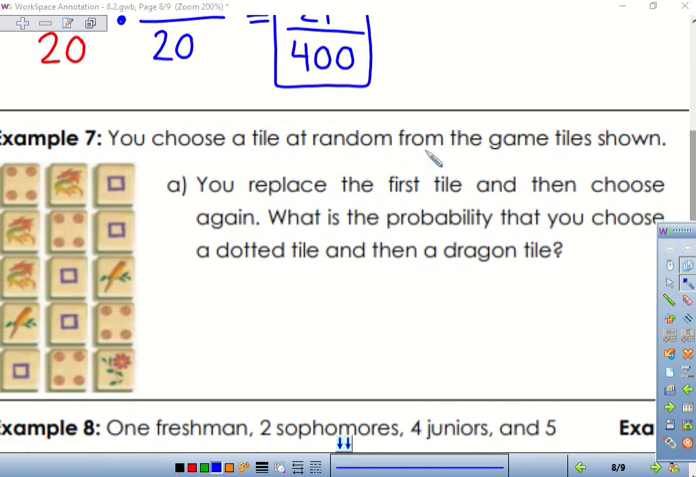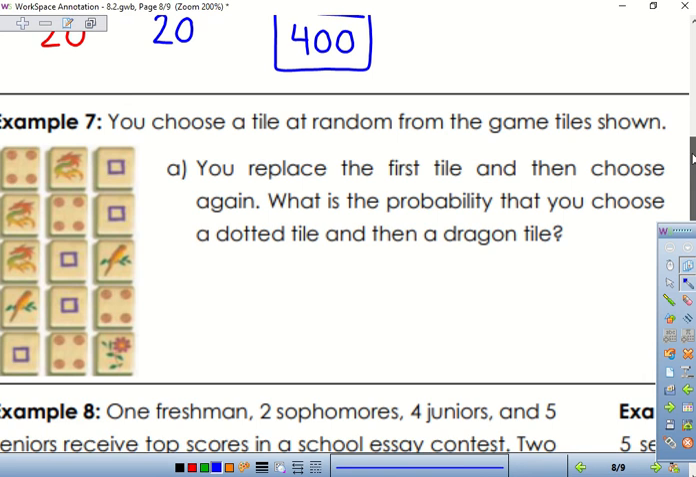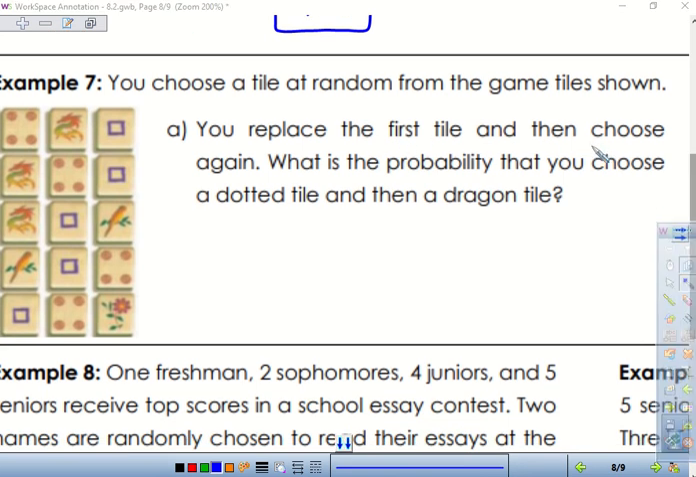So choose a tile at random from the games list shown. You replace the first tile and then you choose again. What is the probability that you choose a dotted tile and then a dragon tile? Okay, so you replace the first tile and then you choose again. What is the probability that you choose a dotted tile and then a dragon tile? So what's the probability that you choose the dotted tile in the first place?